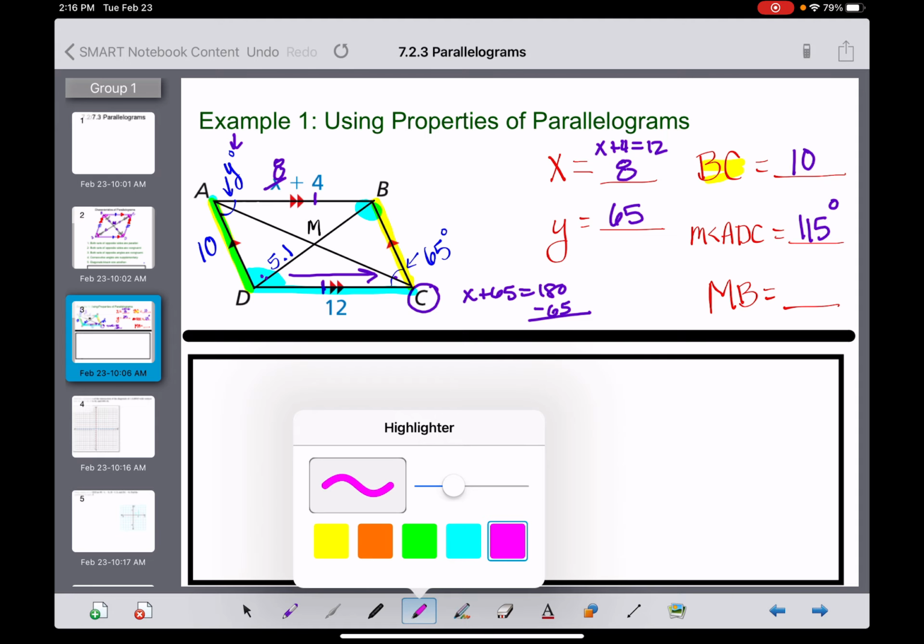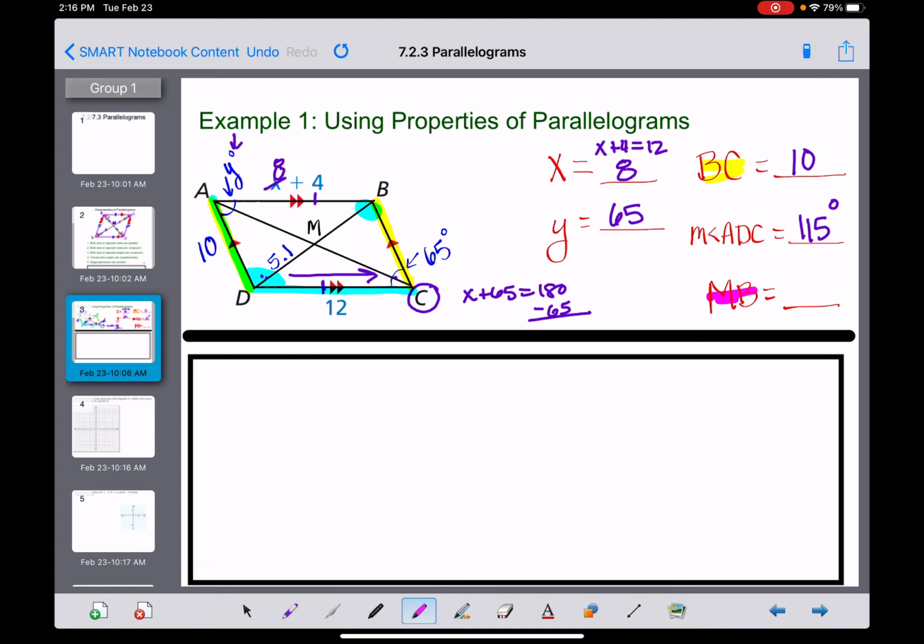And then they want us to find the value of MB. So MB is a diagonal. Now remember, diagonals cross each other, and they intersect each other, and they bisect one another. So M serves as a midpoint. Since D to M is 5.1, that means M to B is also 5.1.